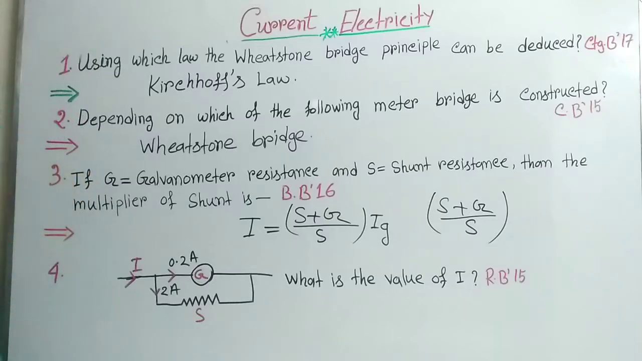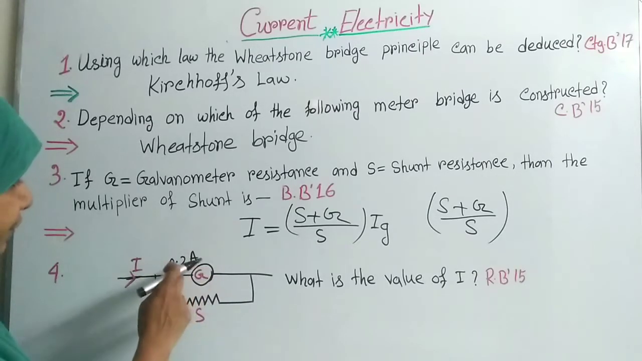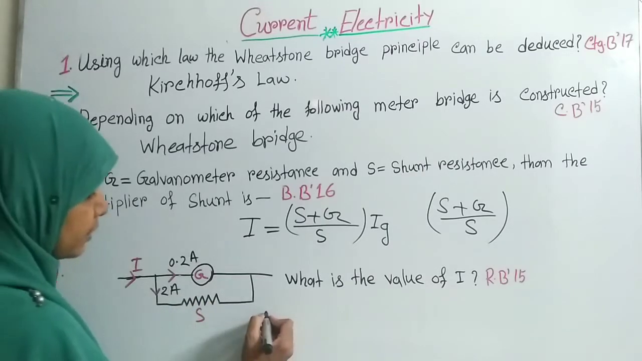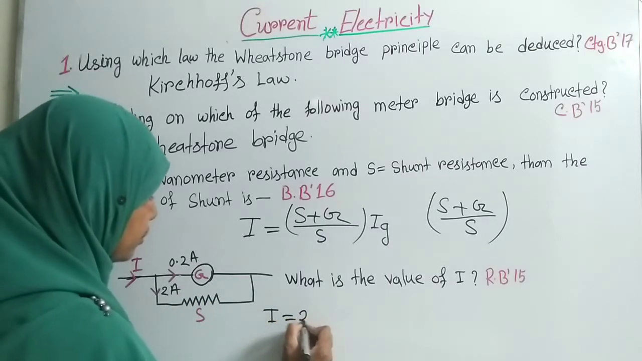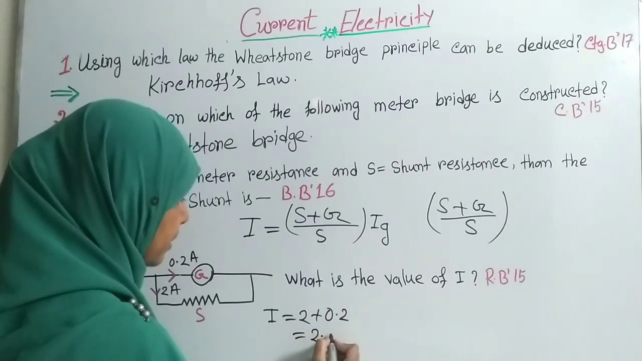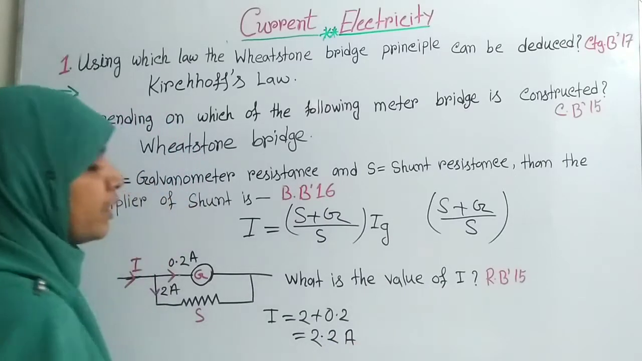Now, our next question: here you can see there's a diagram and the question, what is the value of I? Here you can see that in this circuit, I is divided into two portions. Some current is going through the shunt and the other portion of the current is going through the galvanometer. So we can easily calculate that the total current I is equal to 2 plus 0.2. The value of the total current will be 2.2 ampere.